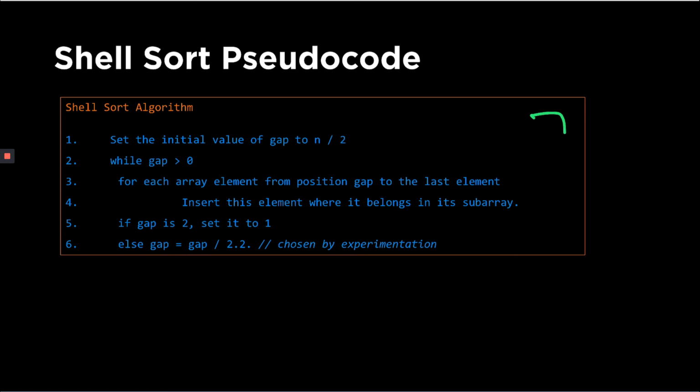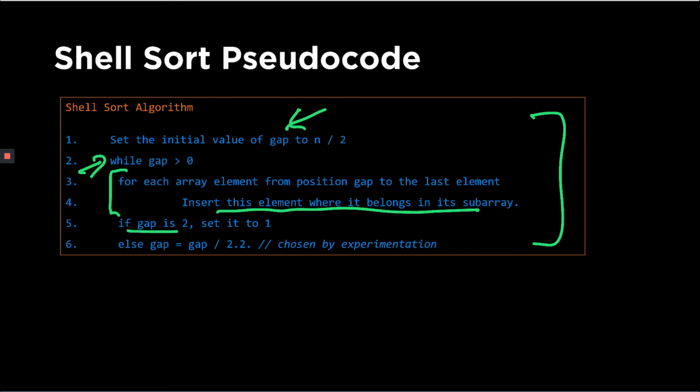So here's the algorithm for shell sort. We initially set the value of the gap to n divided by 2, and then we run our outer loop, or our pass loop, till the gap is greater than 0. Within this, for each array element from position gap to the last element, we insert this element where it belongs in the subarray. If the gap is 2, then we set it to 1, because once we have reached gap 2, next time it will be gap divided by 2, which is 1.